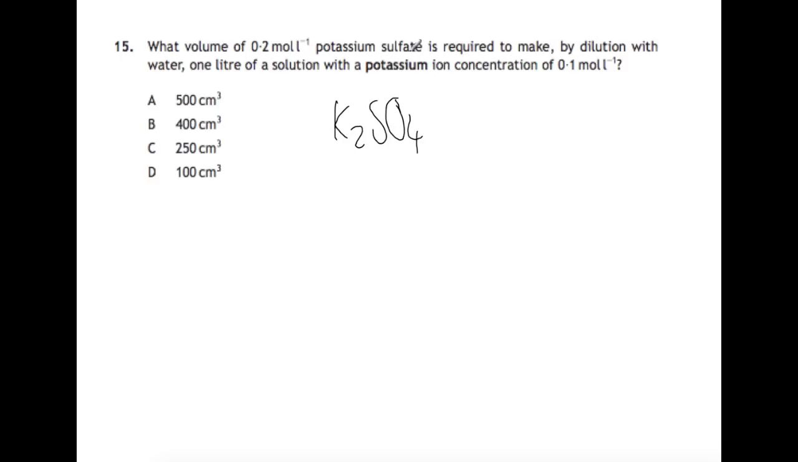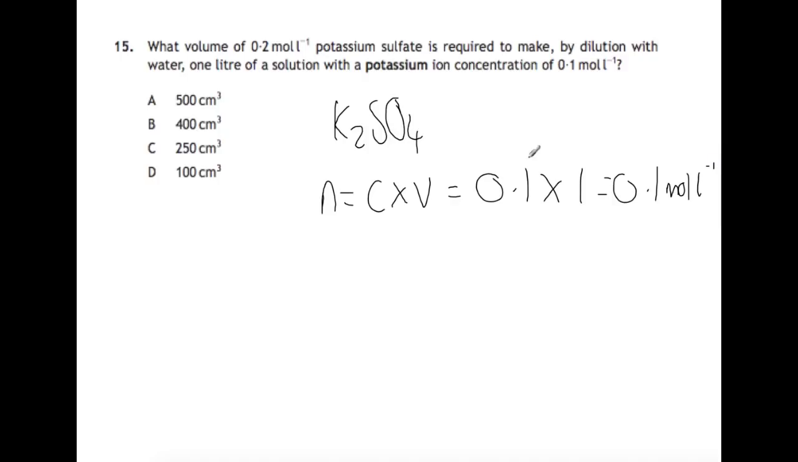So we're making 1 litre of a solution, and it has a concentration of 0.1 mole. So we can work out how many moles we would have using moles equals C times V, and your volume is already in litres. Now that gives you the number of moles of potassium ions, so that's K+. If we have a look at our formula here, 1 mole of potassium sulfate would give you 2 moles of K+. So to work out how many moles of potassium sulfate we require, we need to divide this by 2.